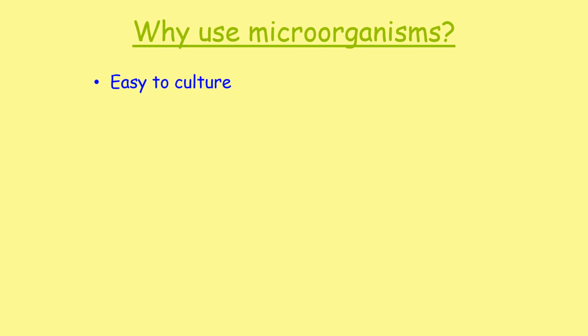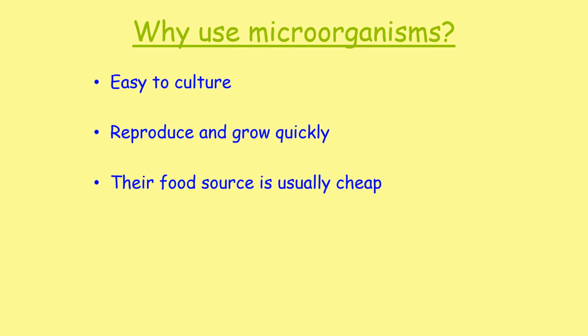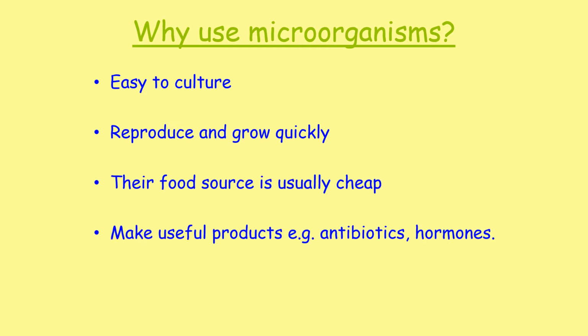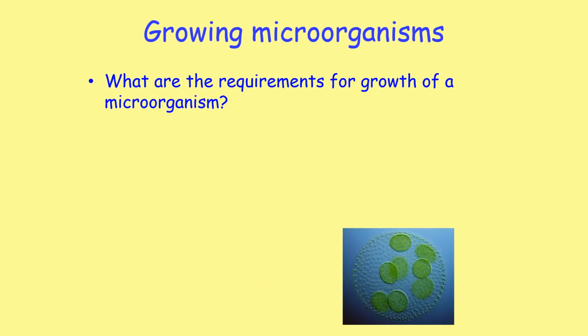So why do we actually use microorganisms? They're very easy to culture. They reproduce and grow very quickly. Their food source is very cheap, and they make useful products for us. So for example, antibiotics and hormones, and obviously in National 5 you looked at genetically modifying bacteria to produce particular products like insulin. So there's all that as well. And we can manipulate their metabolism, so we can get them to produce the products that we want, and we'll take a look at that later on in this key area.